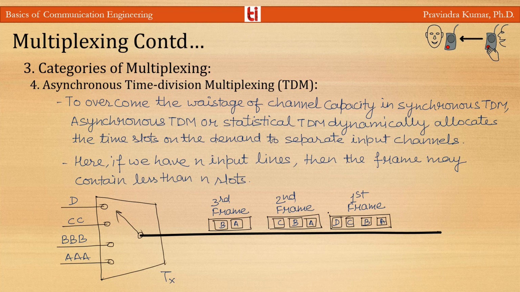You can see here the same example, and the first frame has 4 time slots, the second frame has only 3 time slots, and the third frame has only 2 time slots. So based on the available data, the number of time slots varies. Here the number of slots in a frame is based on the statistical analysis of the number of input lines and the transmission of data with asynchronous TDM. You can see in this figure.